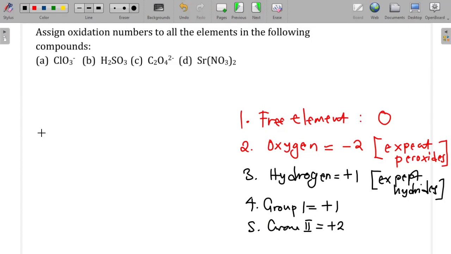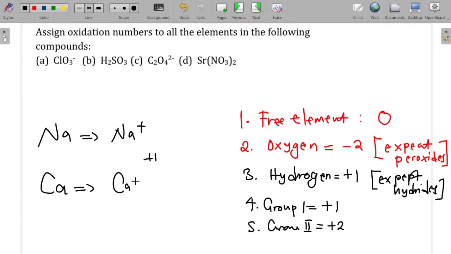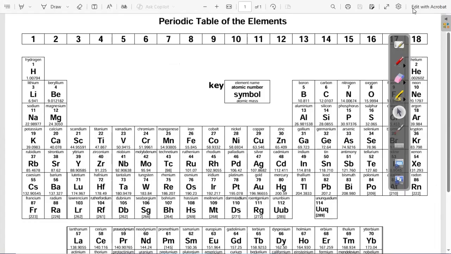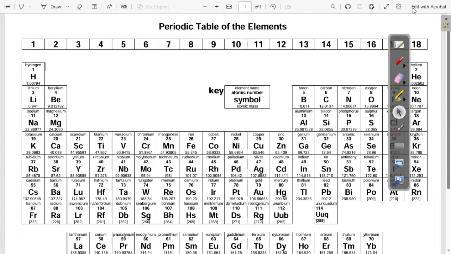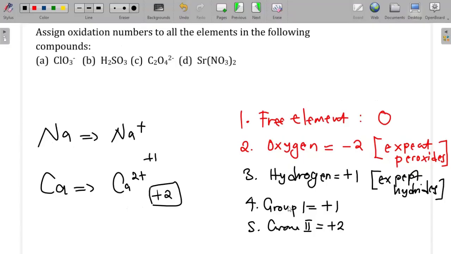For example, sodium makes the ion Na+, so its oxidation number will just be +1. If I talk about calcium, it makes an ion that has a 2+ charge, Ca2+, so its oxidation number will just be +2. So what I'm saying is this. When I go to the periodic table, this is group 1 here. All the elements in group 1 have a +1 oxidation number. The ones in group 2 have a +2 oxidation number. That's what I meant there.